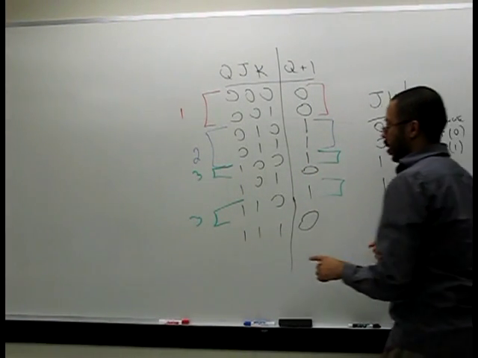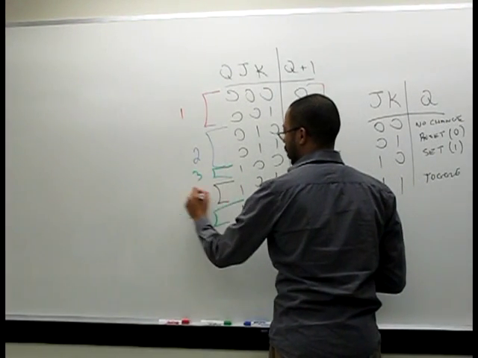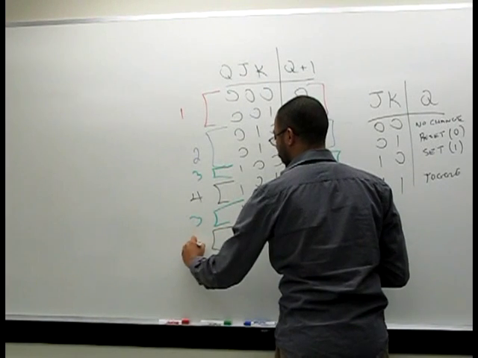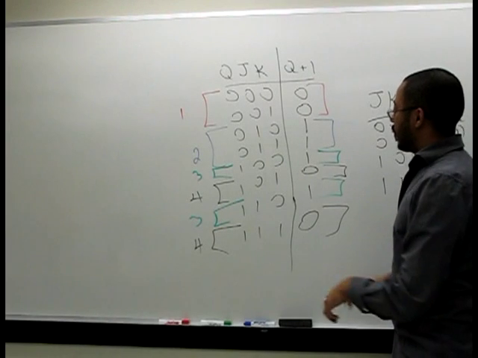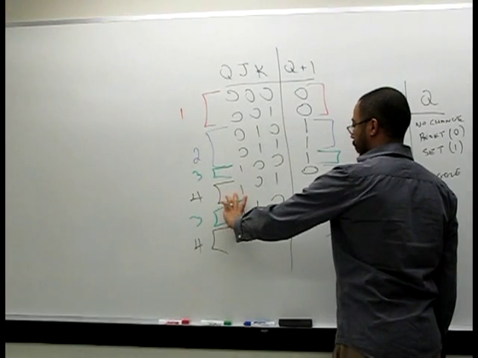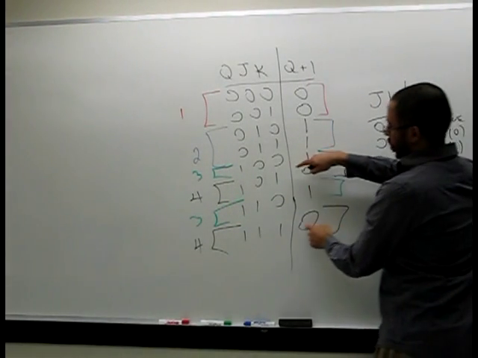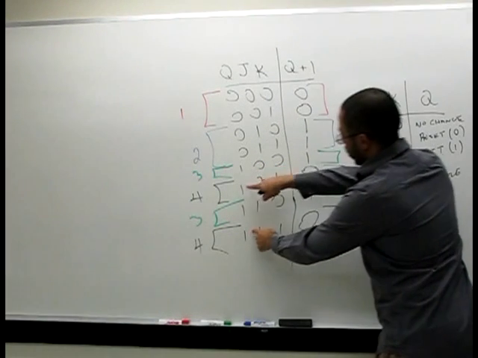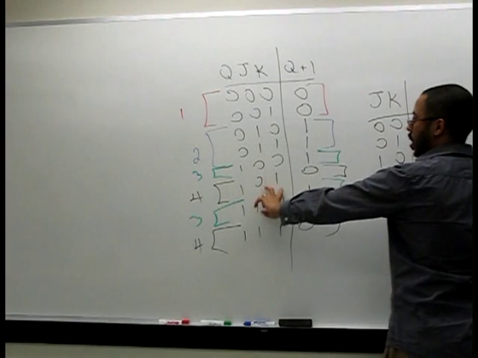Okay? And then the last statement we can make off this, going back to black, statement number 4. From those 2 truths, if K is 1 and Q is 1, Q after the pulse will toggle to 0. K is 1, Q is 1, therefore it will toggle to a 0, and it doesn't matter what state J is in.